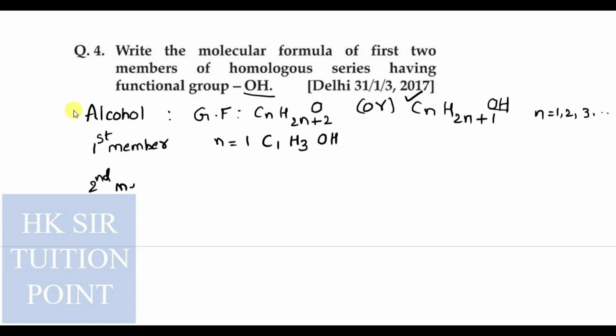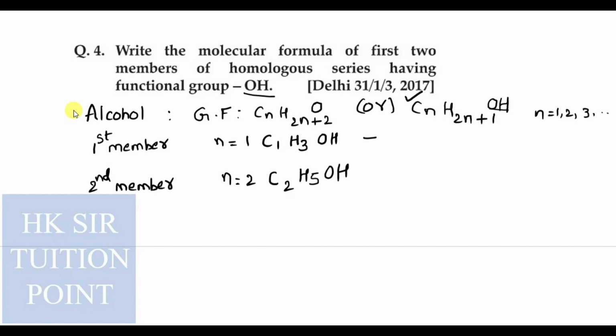The second member is, keep n equals to 2. C2, 2 twos are 4 plus 1, 5, H5, OH. So here the name is very simple.